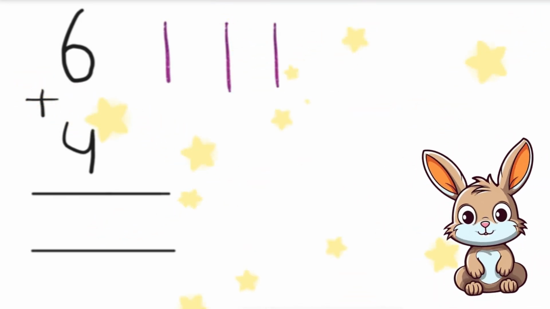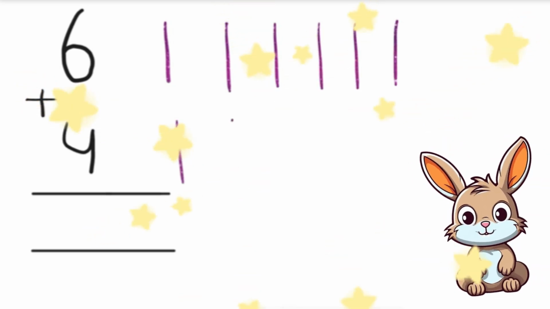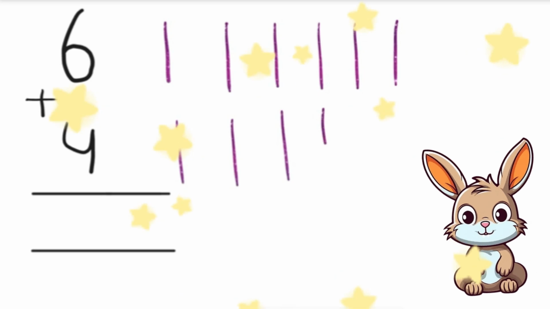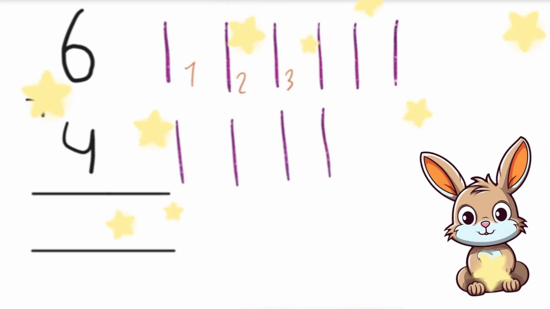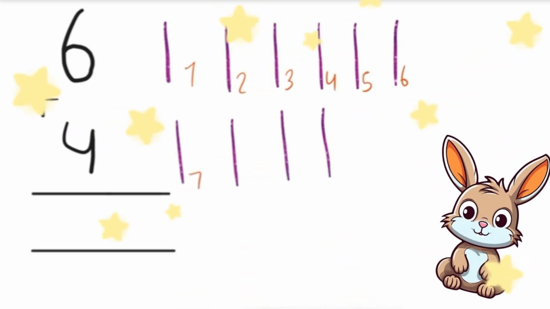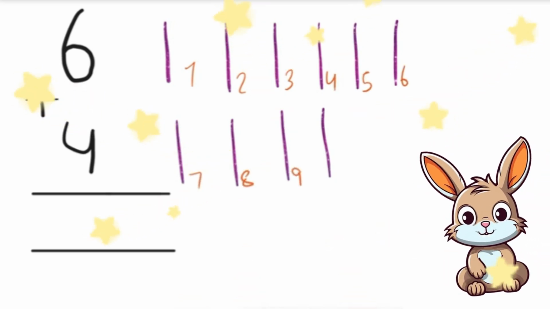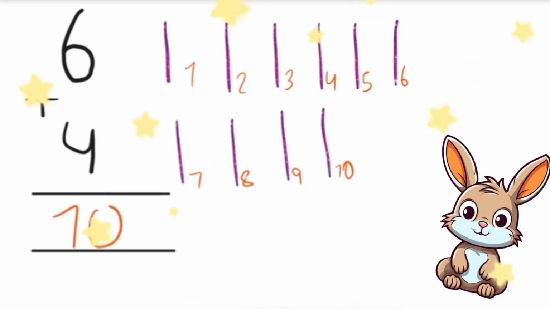So first of all, we are going to make 6 lines. 1, 2, 3, 4, 5, 6 and 4 more. 1, 2, 3, 4. So let's count them all together. 1, 2, 3, 4, 5, 6, 7, 8, 9 and 10. So 6 plus 4 equals 10.